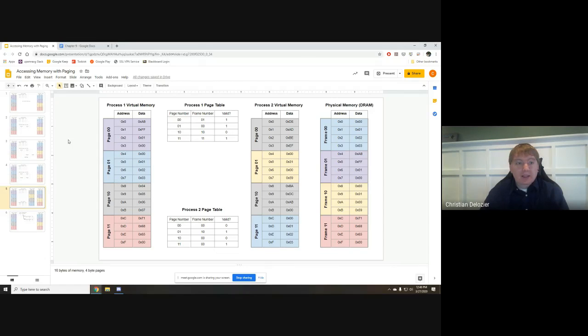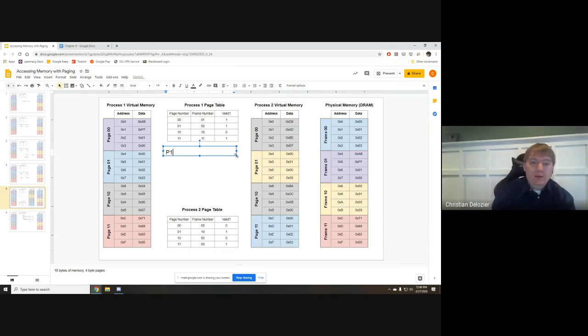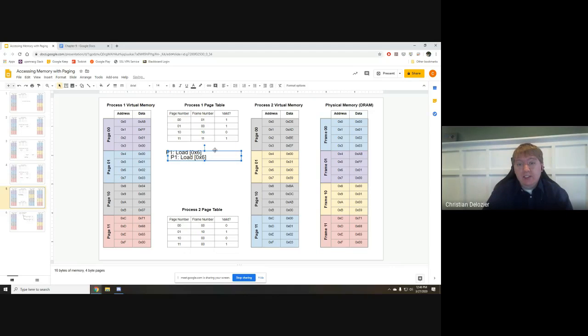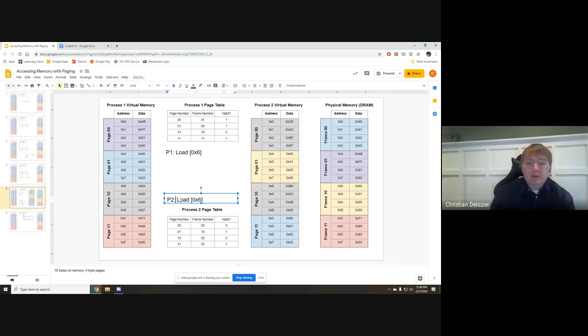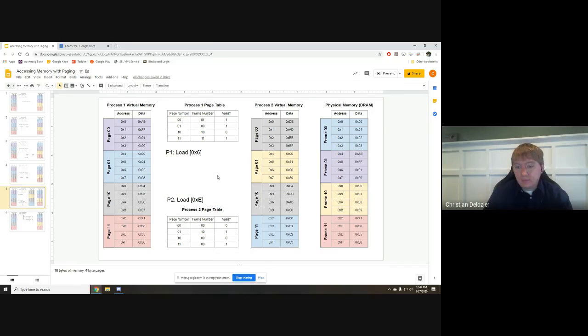Let's say process 1 does a load from address 0x6, and process 2 does a load from address 0xE. Are they going to get the same values?